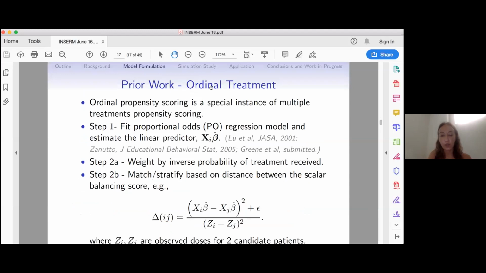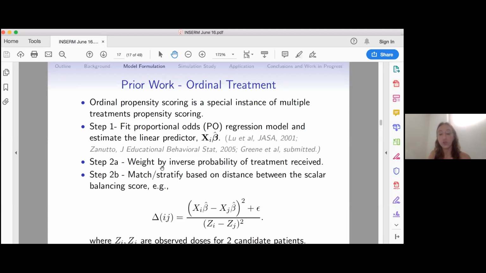Let's very quickly discuss the ordinal treatment setting. It's a special case of the multiple treatments setting, and it's actually a little bit easier case. Okay, so in step 1, we literally found one single paper on ordinal propensity scoring. Fit a proportional odds regression model and estimate the linear predictor, x beta hat. Okay, this is a scalar. So you have a scalar balancing score from a proportional odds model in your step 1 for your ordinal treatment.